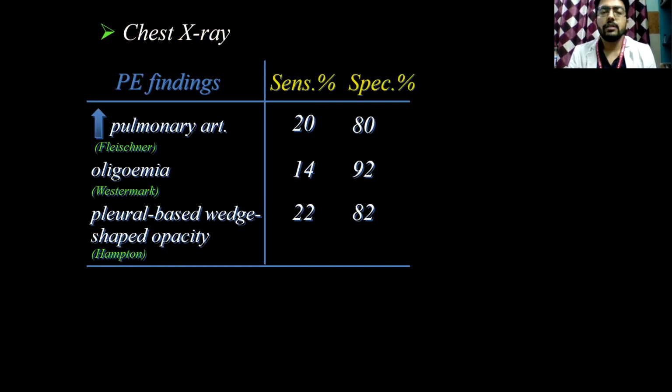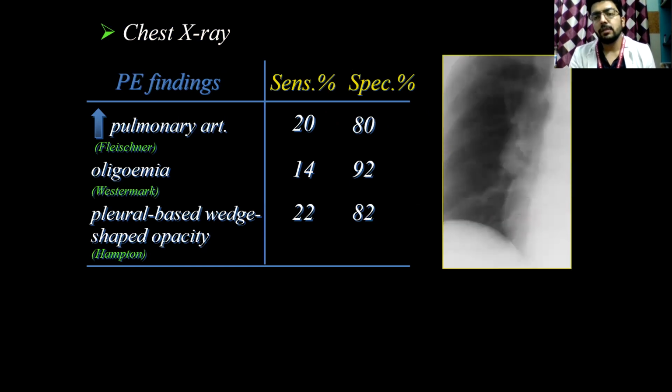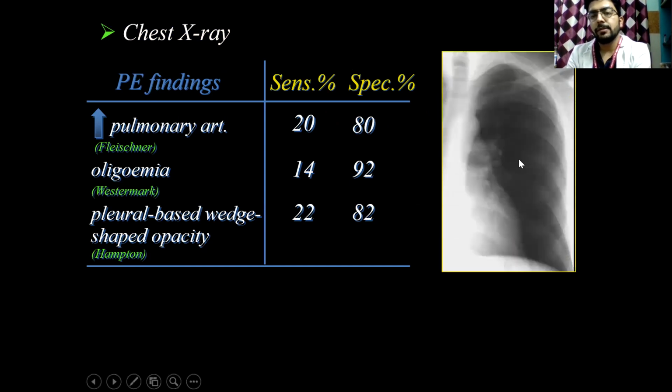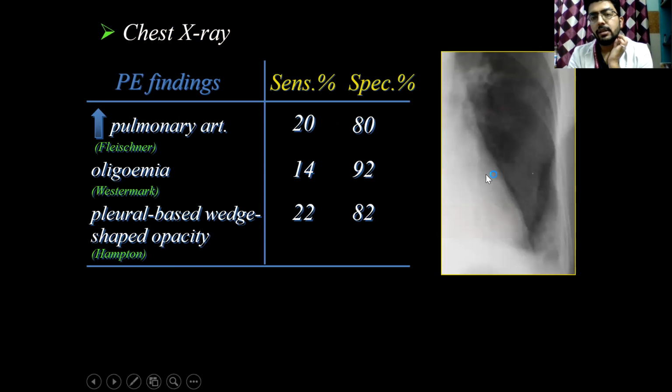So what we see in chest X-ray is increased pulmonary artery diameter, that is Fleischner's sign, oligemia, that is Westermarck sign, and pleural-based wedge-shaped opacity, that is Hampton's hump. This is the X-ray image demonstrating the increased pulmonary artery diameter, that is Fleischner's sign. This is the oligemia that we see in pulmonary thromboembolism, this is Westermarck sign, and this is Hampton's hump, a pleural-based wedge-shaped opacity.